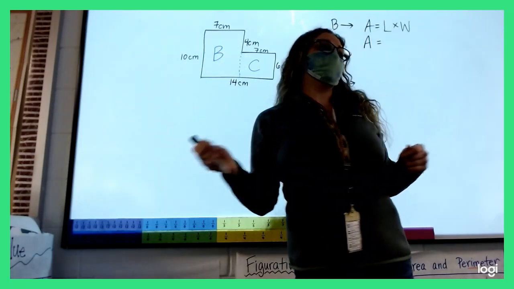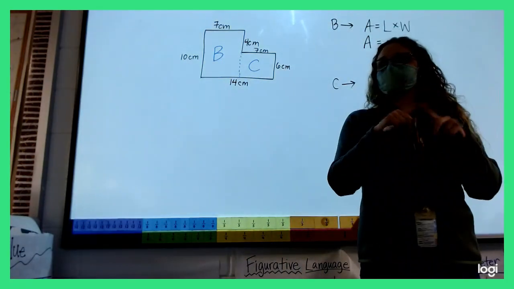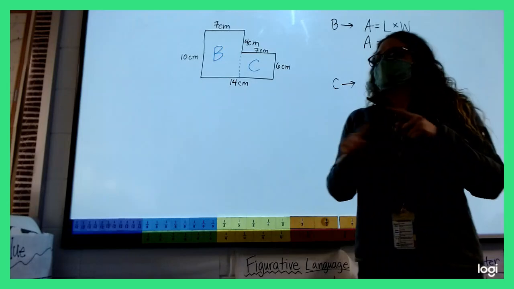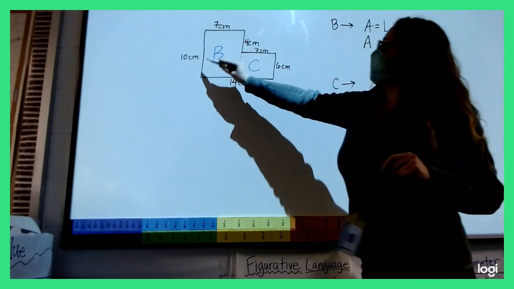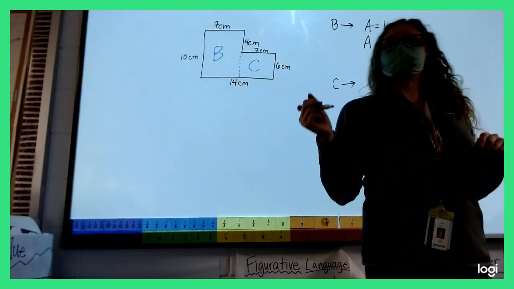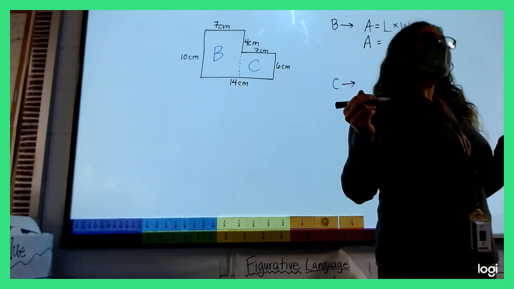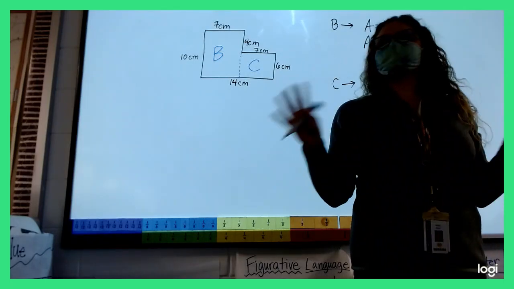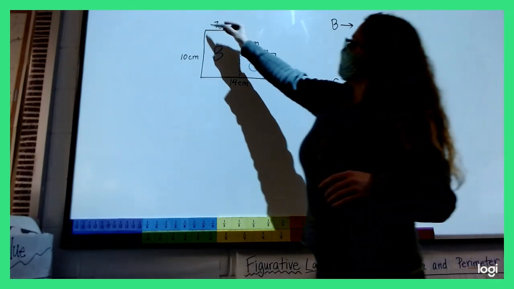But guys, do you remember multiplying? Does it matter the order of my numbers? Actually, it doesn't. So if I said 10 times 7, would I get the same as 7 times 10? Yeah. So if you mix up your length and width, it's not a big deal, okay? But length is typically our long side.